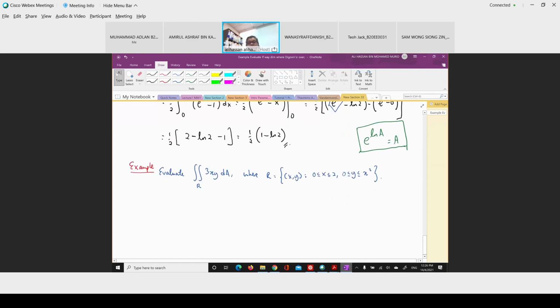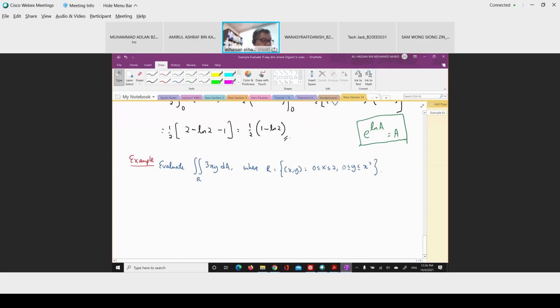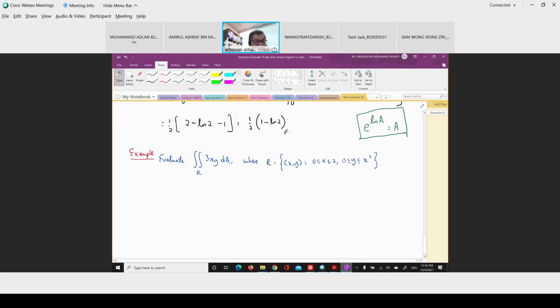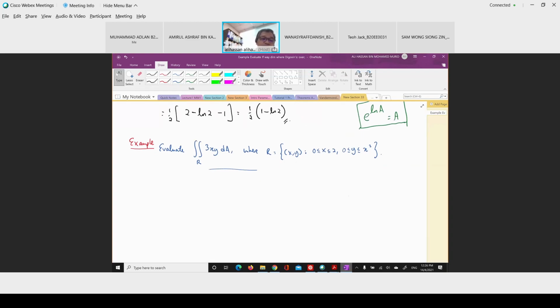You see, x is bounded by numbers 0 and 2, but y is no longer bounded by numbers. It is bounded by 0 and a function of x, x squared. So in this case, we must integrate with respect to y first, right? We must integrate with respect to y, because y is bounded by functions of x.